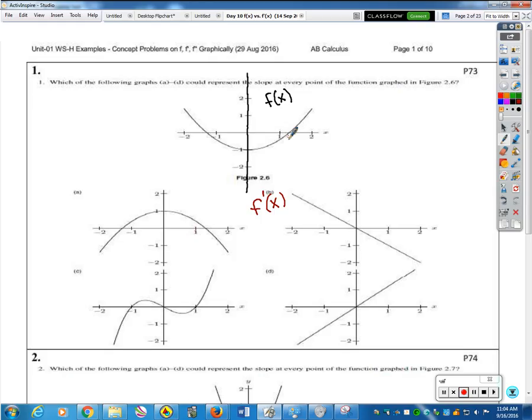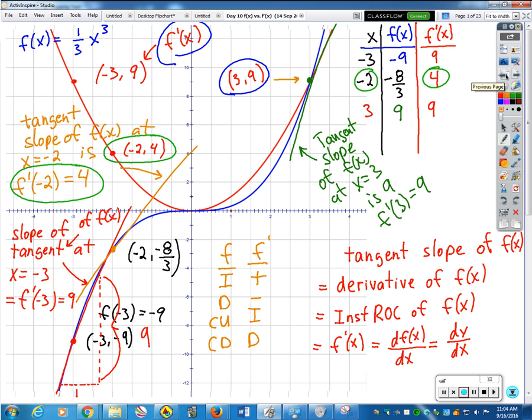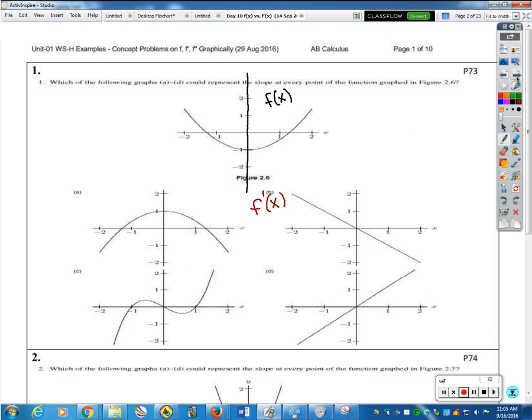So this is our f graph, and we're trying to find the appropriate matching f prime. Like a minute ago, we did it point by point. We looked at f, found a tangent slope, and plotted a point. For these matching exercises, I want to show you a faster way because it's good enough. Look at f and find the x-coordinate where the value of the tangent slope is zero. That's the fastest way to do this.